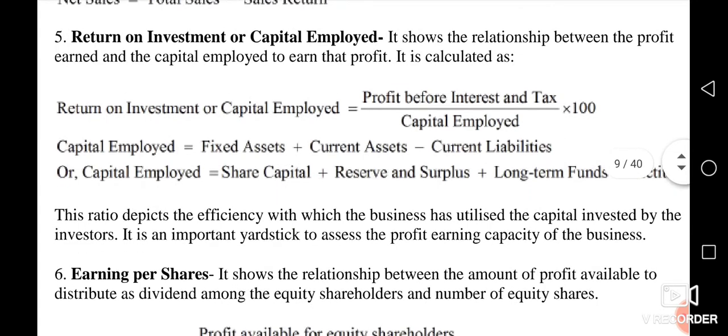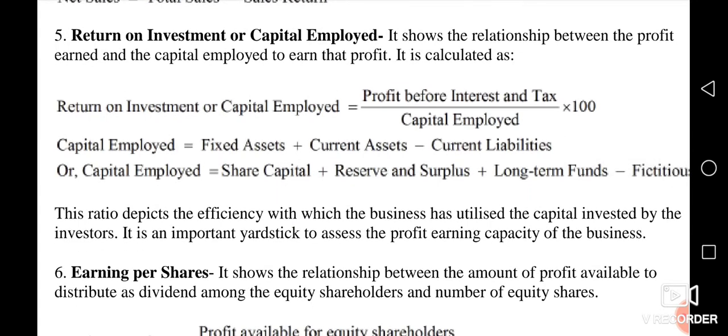Return on investment or capital employed. It shows the relationship between the profit earned and the capital employed to earn that profit. It is calculated as return on investment or capital employed equal to profit before tax, interest and tax into 100 upon capital employed. Capital employed equal to fixed assets plus current assets minus current liabilities, or capital employed equal to share capital plus reserves and surplus plus long term funds minus fictitious assets.